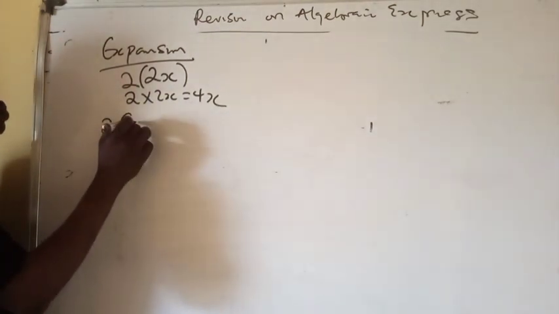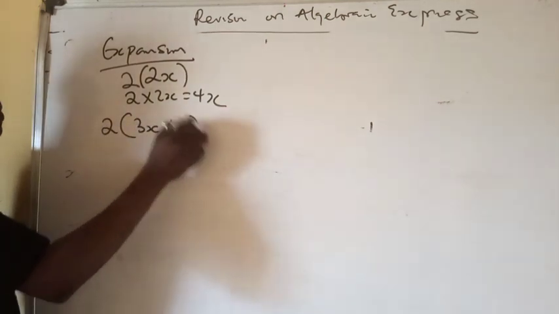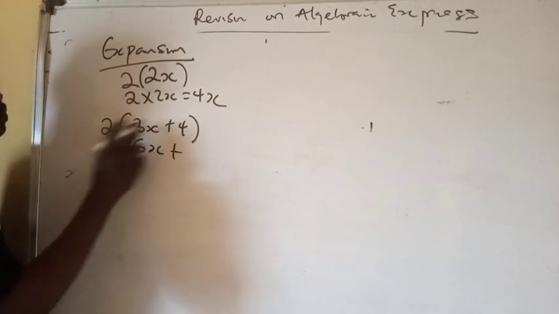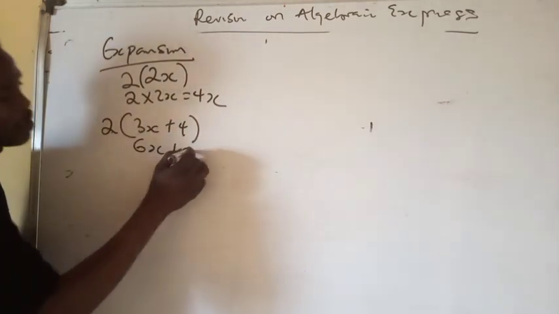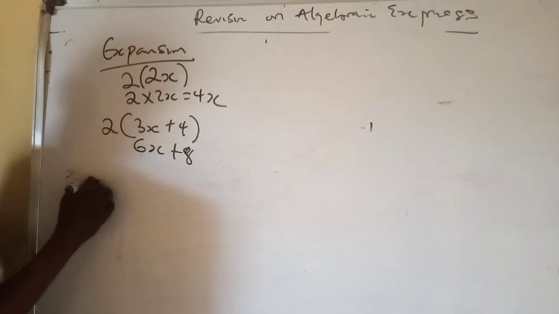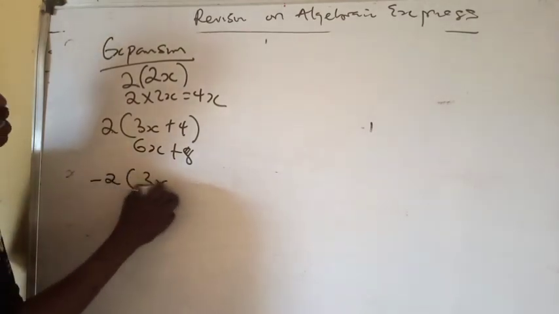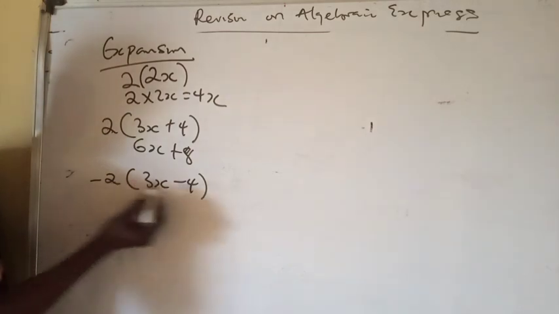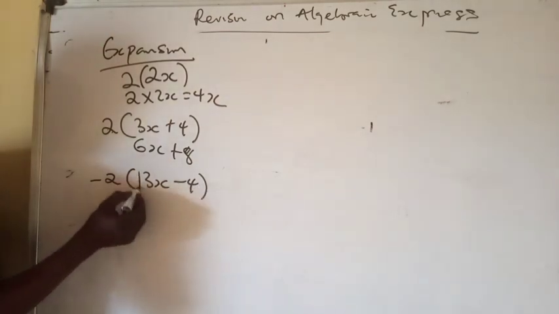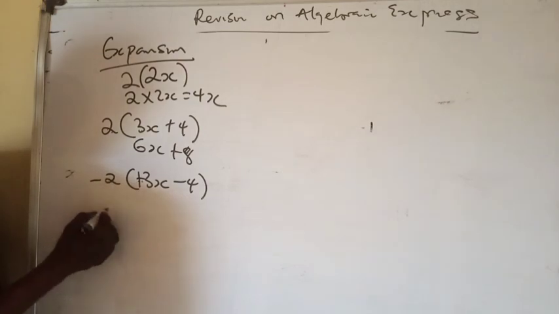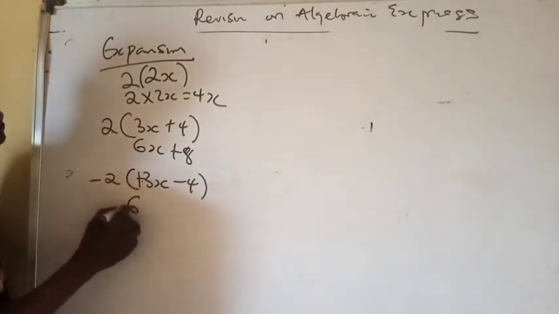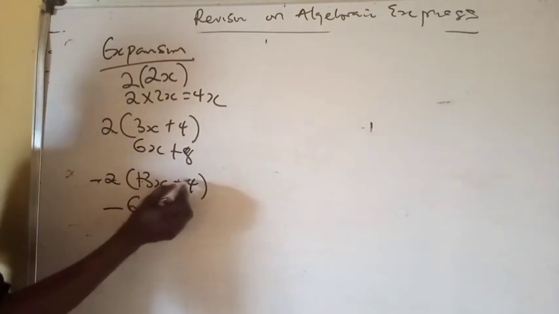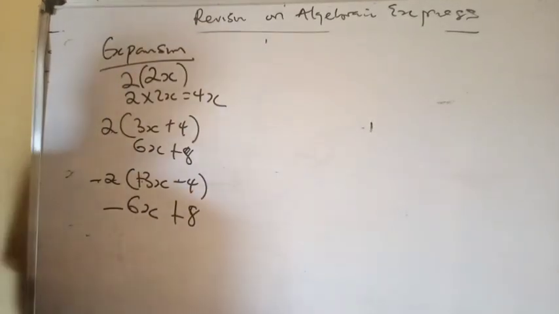Okay, what do I have? 2 into bracket 3x plus 4. 2 times 3, what do you have? 6x plus 2 times 4, what do you have? 8. Now, what if I have minus 2 into bracket 3x minus 4? This number is directed. This one is not directed. Close plus. Plus minus will give me what? Minus. 2 times 3x, what do you have? 6x. Minus times minus gives plus. 2 times 4, 8. Are you clear with that now?